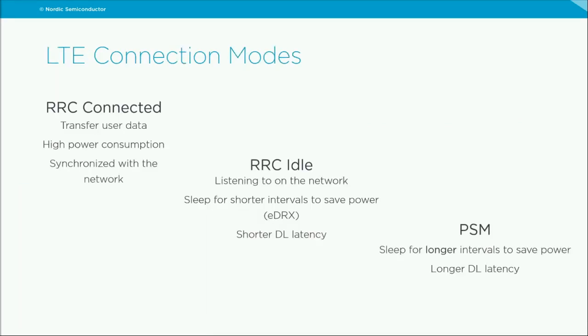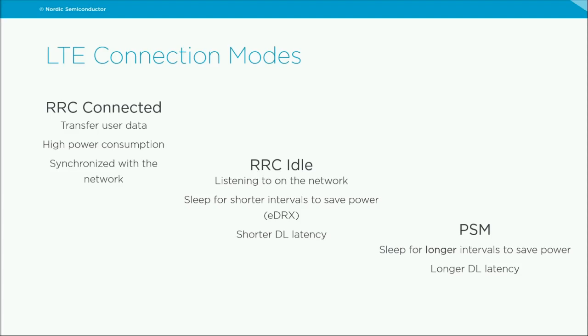Over to the LTE connection modes. We have 3 modes the modem can be in, either RRC connected, RRC idle, or power saving mode. In RRC connected mode, you transfer your user data. You have a high power consumption because you need to stay synchronized with the network, and that needs a lot of power. The other mode is the idle mode, and there you can listen to the network if it has some data to send to you, and then you can also sleep for shorter intervals to save power. And also you have this eDRX, extended DRX opportunity to extend your intervals even more to save more power.